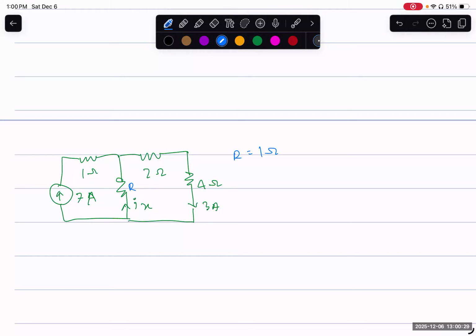And now, how do we do it? There are several ways you can find it out. The first would be doing KCL. So for example, if you do the KCL here, we know that 7 amps is coming in, 3 amps is going out, and IX is flowing in.